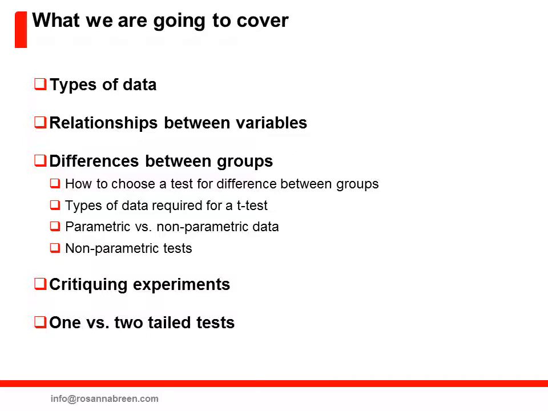Then we're going to look at critiquing experiments. So when reviewing somebody else's study, what do you need to consider in being able to critique that experiment and identify whether it was robust and reliable and so on. Finally, we're going to look at one versus two-tailed tests.